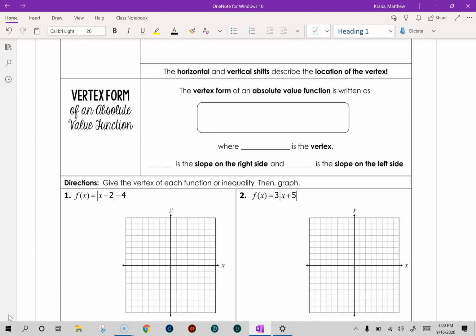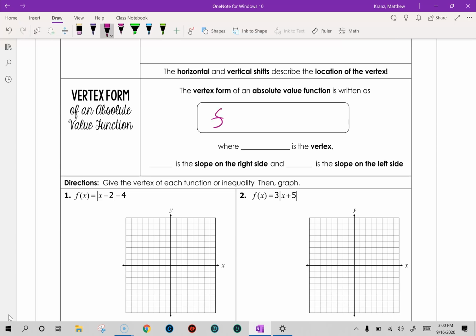All right, now vertex form of an absolute value function. So the vertex form of an absolute value function is going to be written as f of x equals a absolute value of x minus h plus k. So basically, this form is going to tell us exactly where the vertex of an absolute value function is.